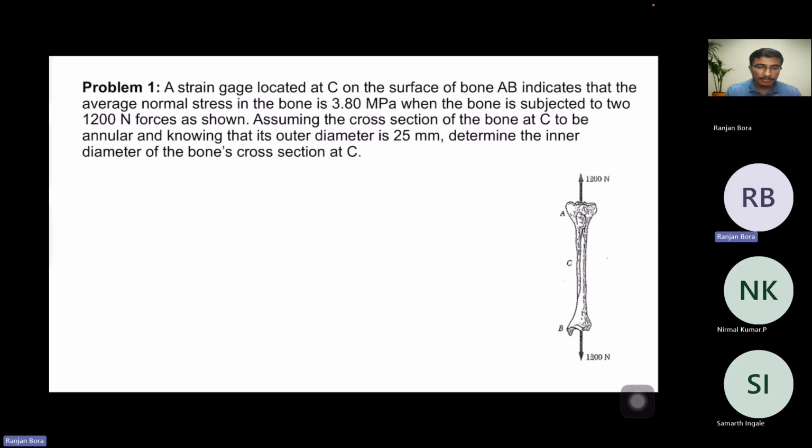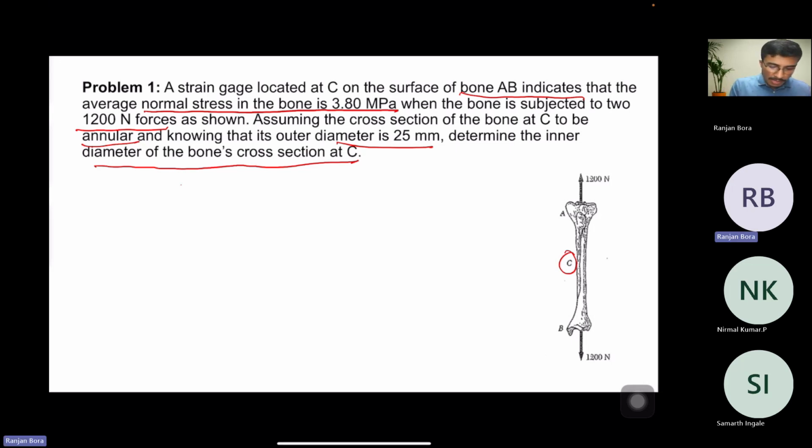Okay, now there is one simple problem from the stress concept. Here, a strain gauge is located at C on the surface of bone AB, and the average normal stress in the bone is 3.8 megapascal when the bone is subjected to 1200 Newton forces as shown. Assuming the cross section of the bone at C to be annular, and its outer diameter is 20, we need to determine the inner diameter of the bone's cross section at C.